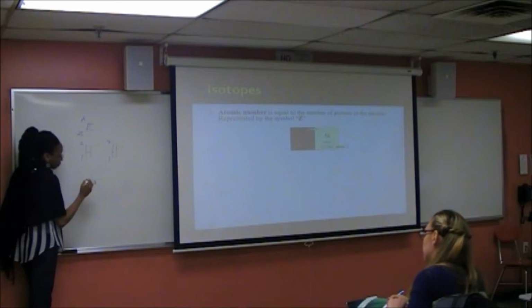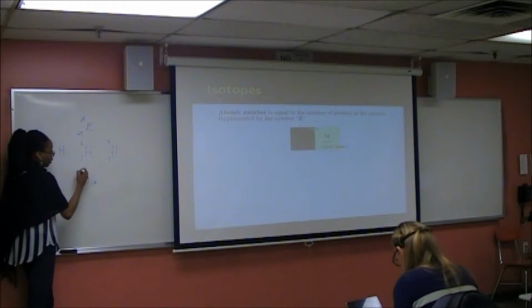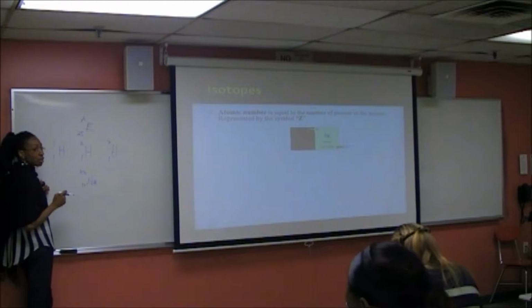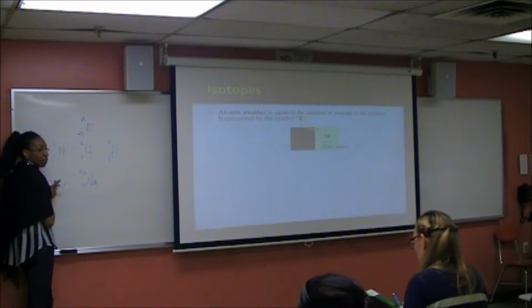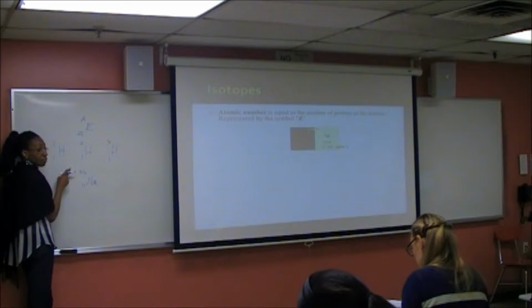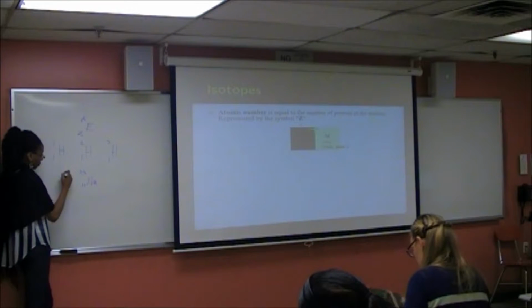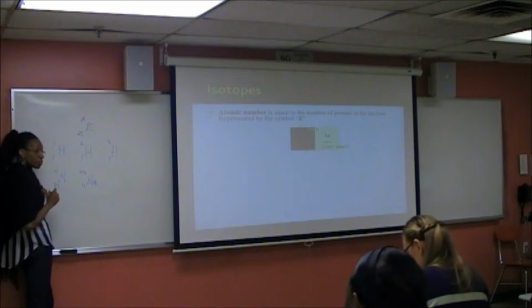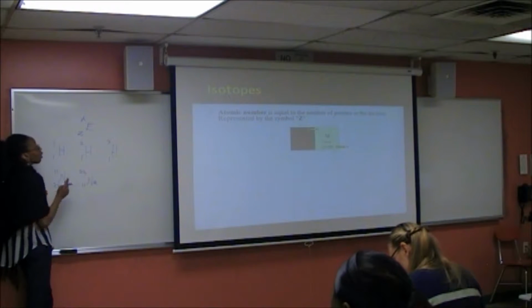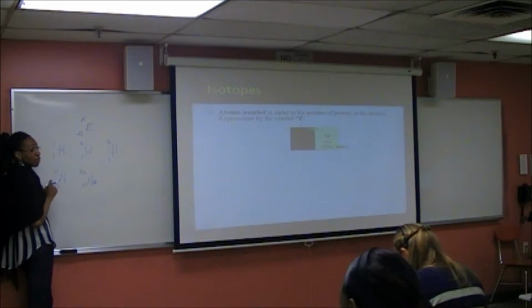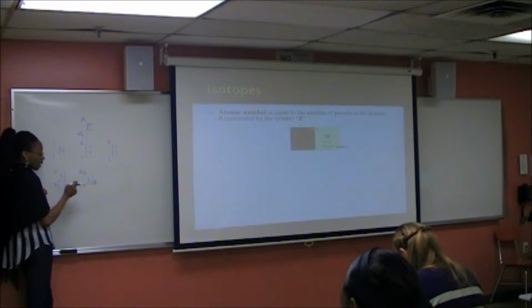What's the isotope symbol for sodium? Na. And then 23 on the top and 11 on the bottom. Are we in agreement? No? What do you have? 11 on the top, 23 on the bottom. What does Z represent? The atomic number. What is the atomic number of sodium? 11.